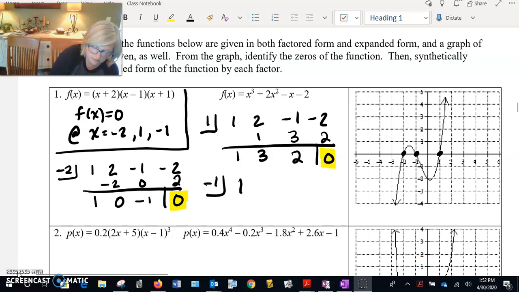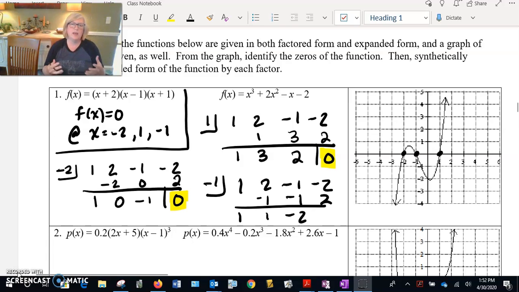So 1, 2, negative 1, negative 2, drop, multiply 1, multiply negative 2, multiply 0. So we end up with this idea that we are basically showing that when we have things that are factors of the polynomial that give us the x-intercepts, the remainder is going to be 0. Relating it back to the remainder theorem, basically what we're saying is that f of negative 2 is going to be equal to 0.